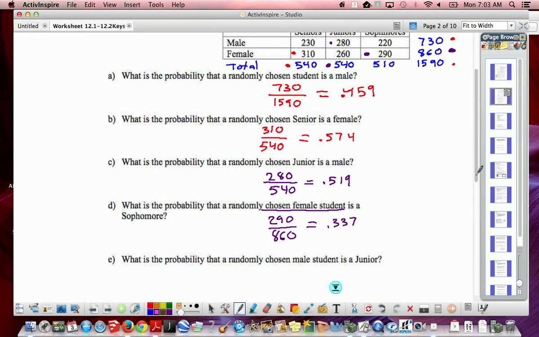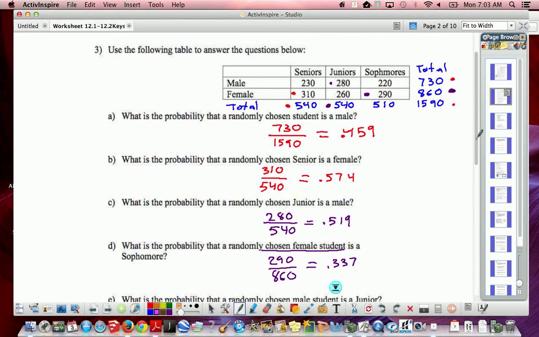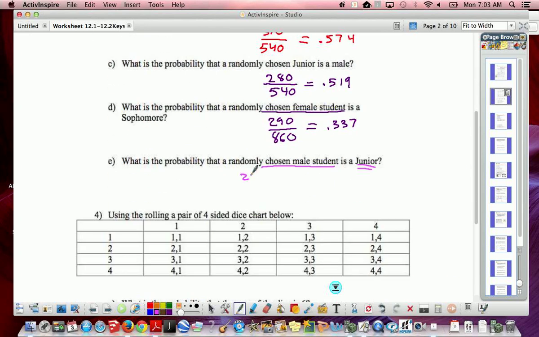E, our last question from this table, says, what is the probability a randomly chosen male student is a junior? So I'm going to look at all my male students, 730. How many of those are juniors? 280. So 280 divided by 730, and I get 0.384.